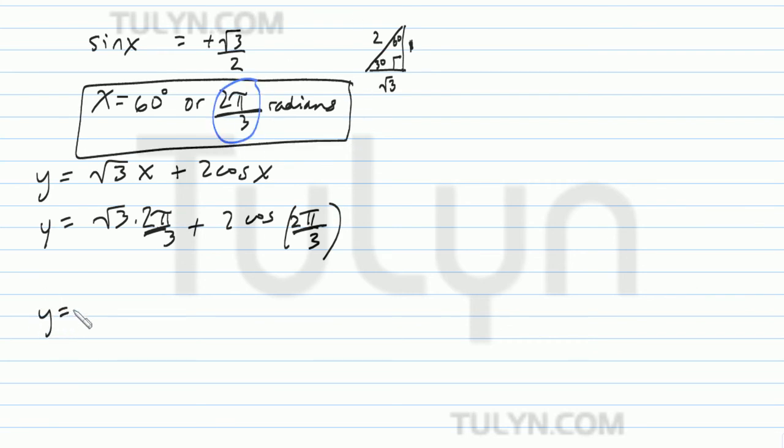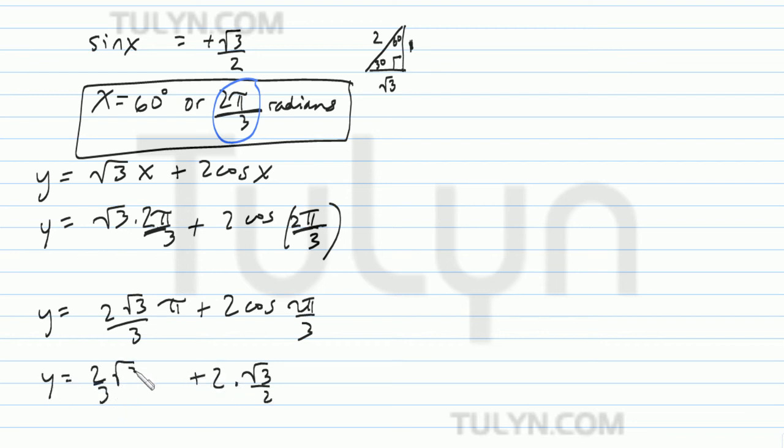Okay. So y equals radical 3 times 2 pi over 3, which is 2 radical 3 pi over 3, plus 2 cosine of 2 pi over 3. And that cosine is negative 1/2, which gives 2 times that. So y equals 2/3 radical 3 pi plus radical 3 is going to be your y.